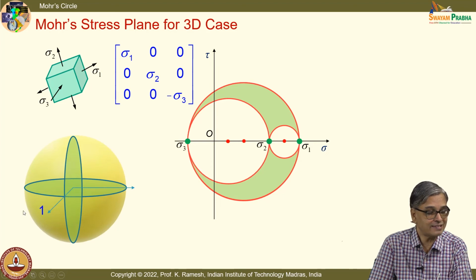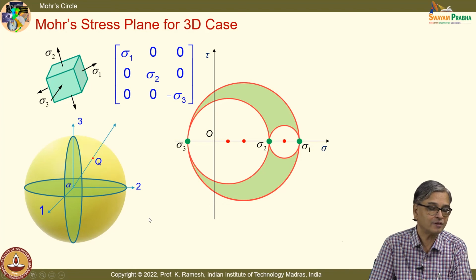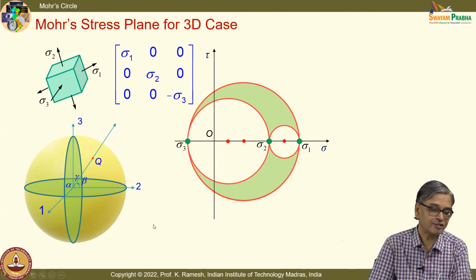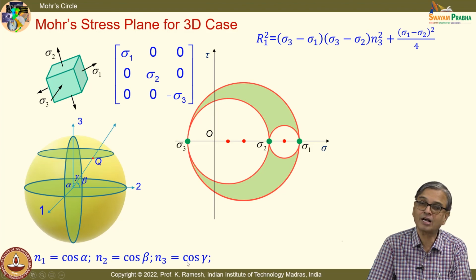And the reference axes are the principal planes 1, 2 and 3. And I have a point Q. When I join it with the origin, I will be able to find out from mathematics the direction cosines alpha, beta and gamma. So when you want to apply Cauchy's formula also, you need to know the direction cosines. Fine. I get the direction cosines. And once I get the direction cosines, n1 equal to cos alpha, n2 equal to cos beta, n3 equal to cos gamma.